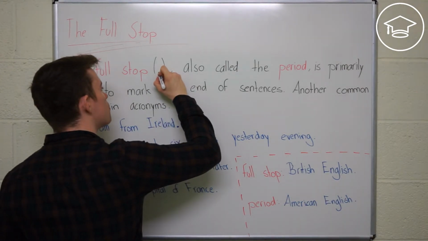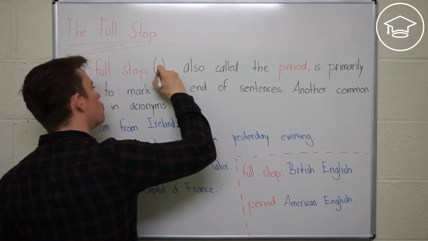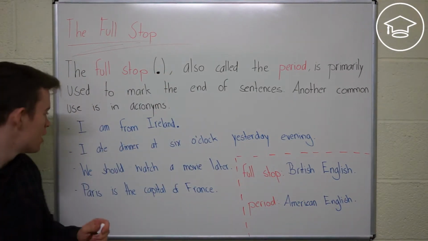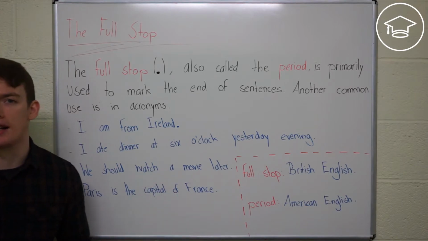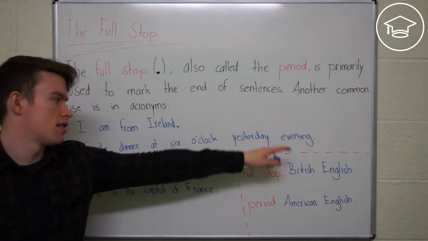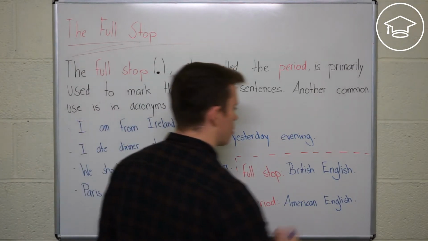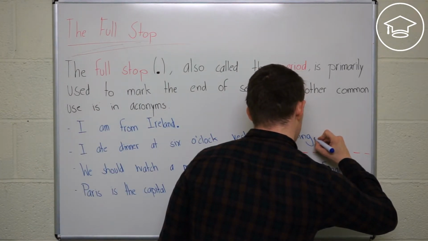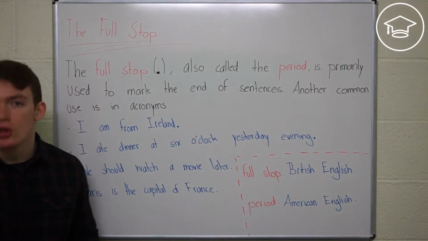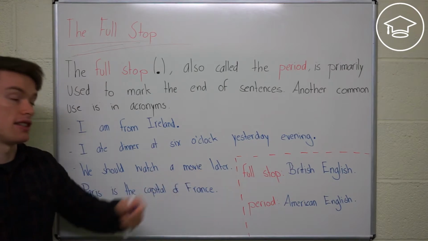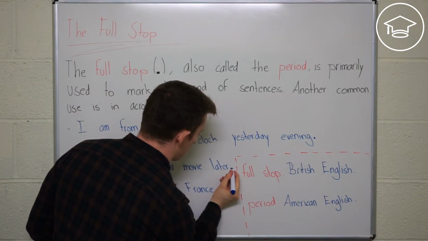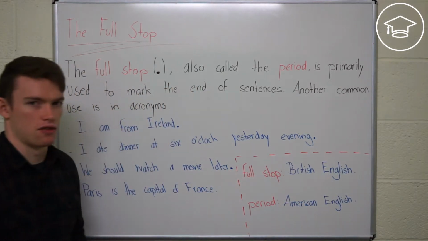And here it is, a little bit bigger here too. Ooh, so difficult. Okay, I'm not an artist. I ate dinner at 6 o'clock yesterday evening, and I want to mark the end of the sentence. This is the end of the sentence, so I put a full stop or period. There we go. The third example, we should watch a movie later. Later, okay, this is the end of the sentence. So what do I do? I put a full stop or period to mark the end of the sentence.